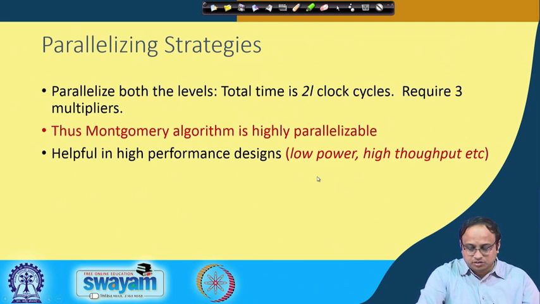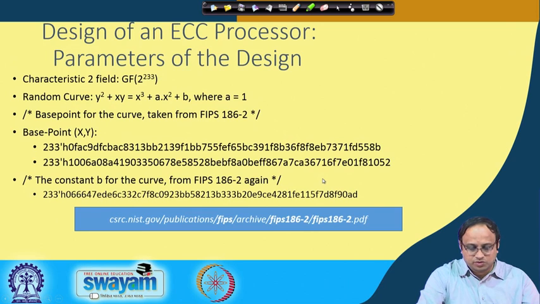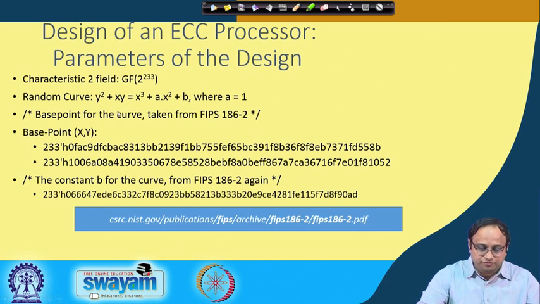So now with this background, let's look into a possible case study where we would like to design an ECC processor, and these are the corresponding parameters of this design. This design is on GF 2 power of 233, which is one of the NIST standards of our elliptic curves in characteristic 2 fields. So the curve is a random curve of this equation, y square plus xy equal to x cube plus ax square plus b, where a is equal to 1.